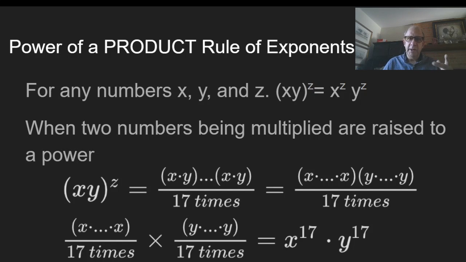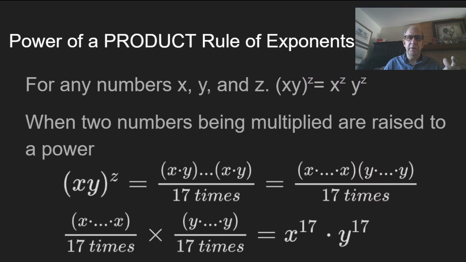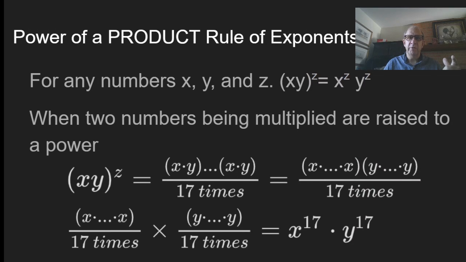So we ended the last one with this right here, the product rule of exponents. If I have x times y, both of them raised to a power, for any numbers, then I can split up x to the power times y to the power. Okay, x times y raised to a power is the same as x to the power times y to the power.